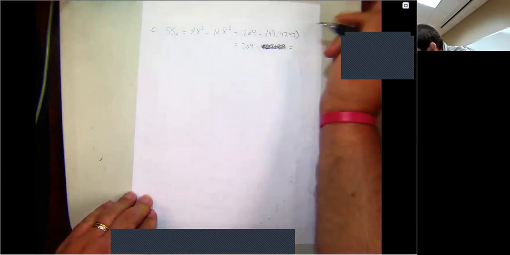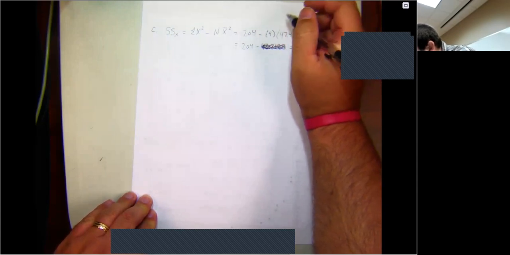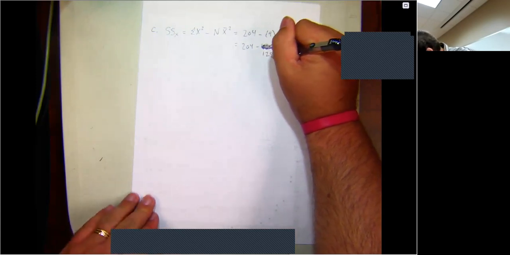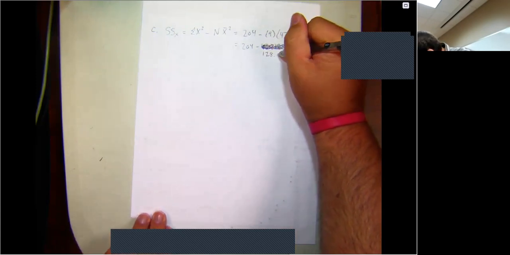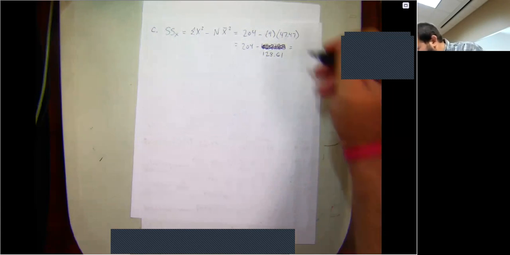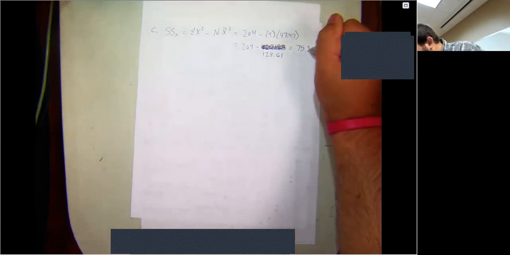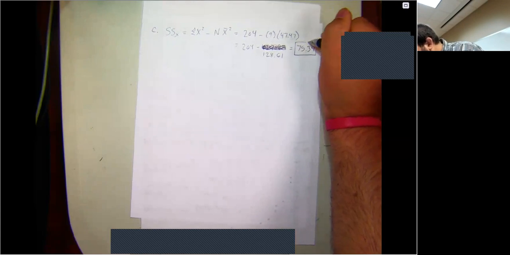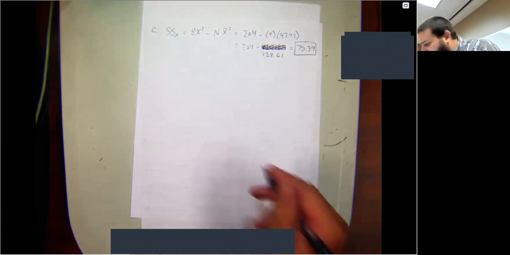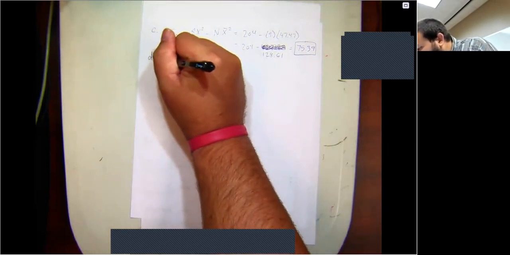I was looking at the n times y bar squared. This is 128.61. So 204 minus 128.61 is 75.39. And this is a positive number, so that's good because our sums of squares should always be positive. It wouldn't have been. I would have known something was up, but it was this time.